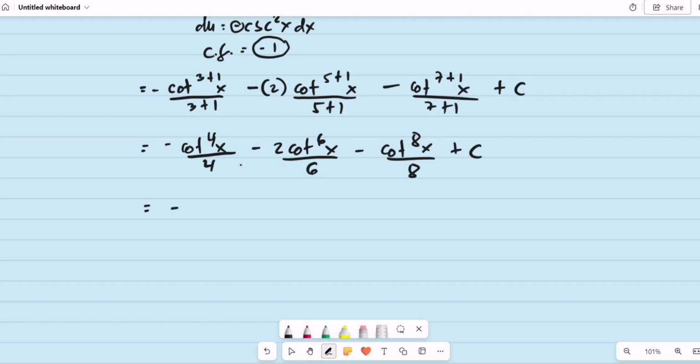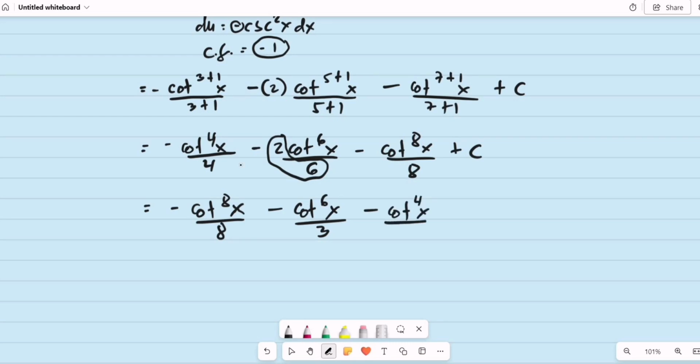So we further simplify. I'll just be rearranging the terms. This is negative cotangent raised to 8 of x divided by 8, then minus, what is 2 over 6? 2 over 6 is 1/3. So that is cotangent raised to 6 of x divided by 3, then minus cotangent raised to 4 of x divided by 4, plus c. So this will be our final answer for our second example.